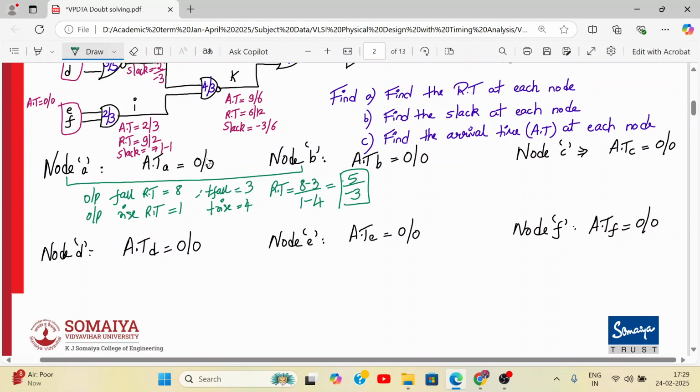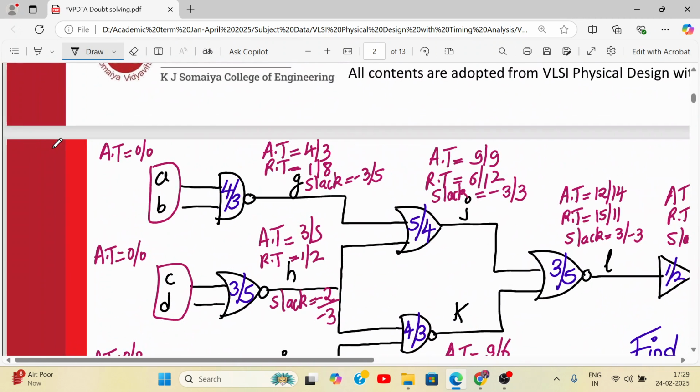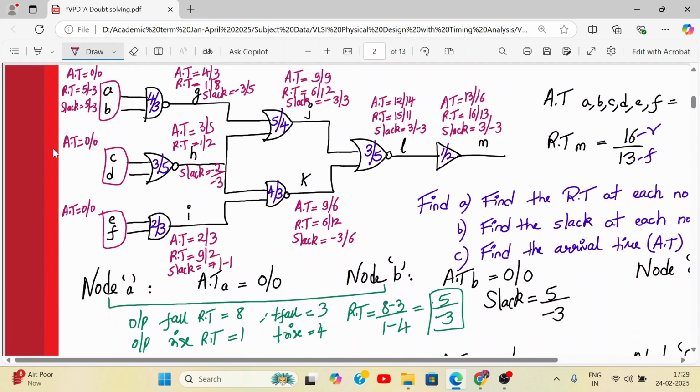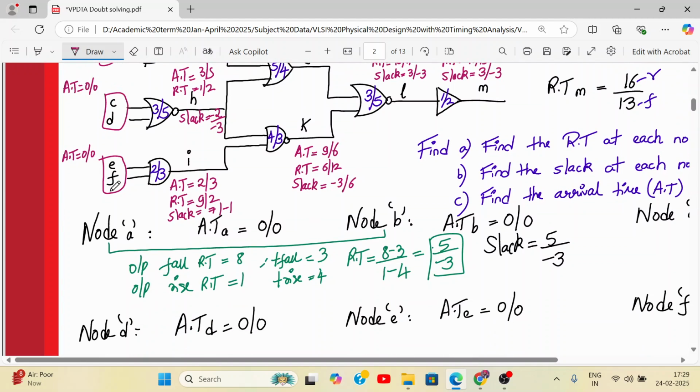Actually, we'll calculate the slack also. Slack will be very simple: required time minus arrival time. Since the arrival time is 0, 0, it will be the same as the required time. Slack will be the same as the required time. So let us write this down over here. Here the required time for A and B is 5 by minus 3 and here the slack is also 5 by minus 3. Slack and required time will be the same for C and D also, for E and F also.